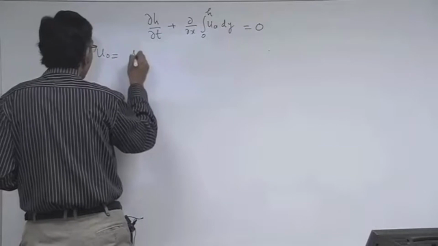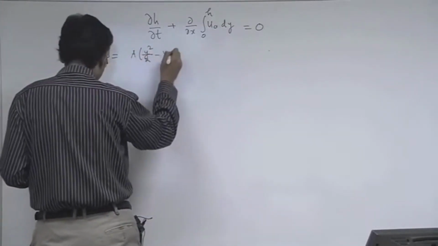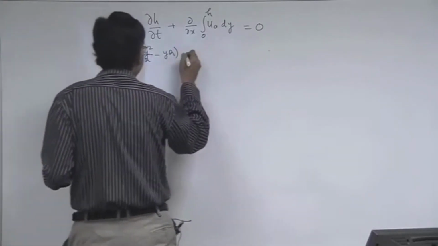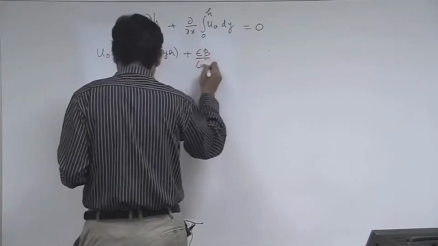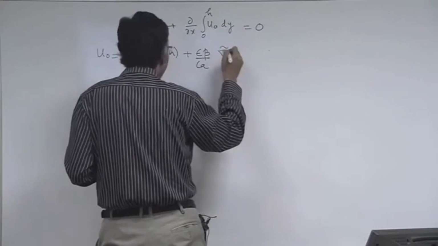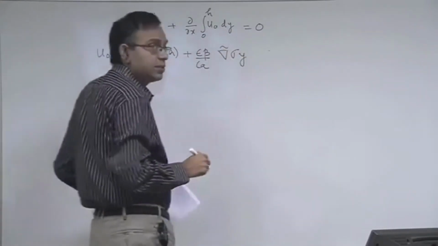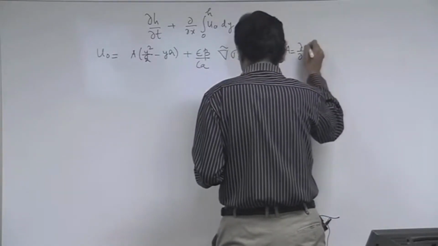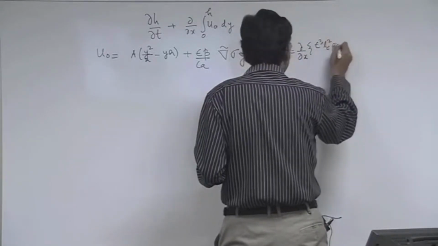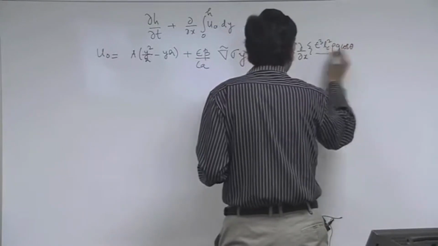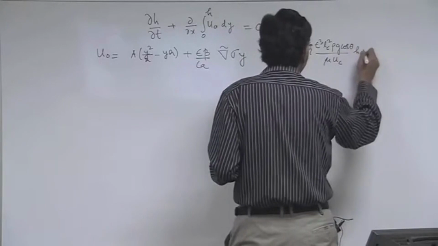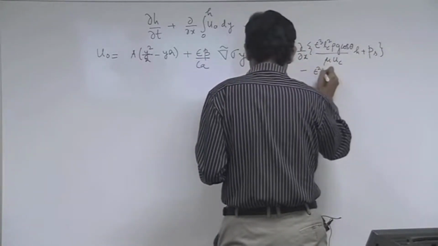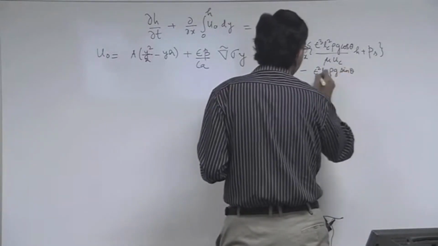u0 is equal to A into (y square by 2 minus yh), then plus epsilon beta by capillary number del tilde sigma y, where the expression for A we will write: A is equal to del x of epsilon cube LC square rho g cos theta by mu UC into H plus PS, minus epsilon square LC rho g sin theta by mu UC.